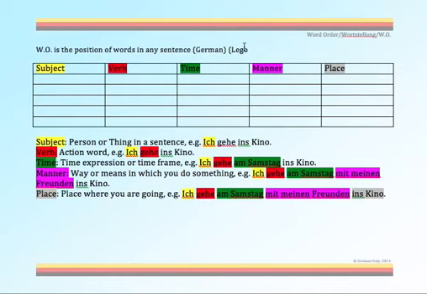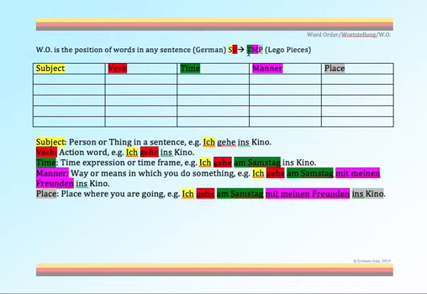I always call German word order pieces Lego pieces, and I'll explain why. In forming the German sentence, you have the subject and the verb, and then it's followed by the time, manner, and place. So you have the subject, you have the verb, you have the time, you have the manner, and then you have the place.